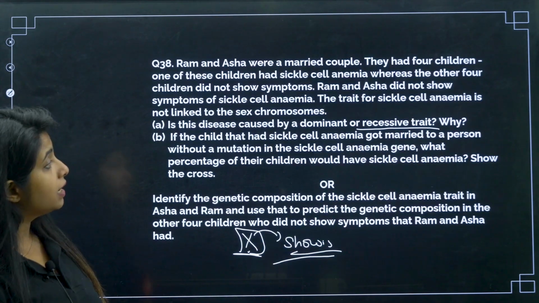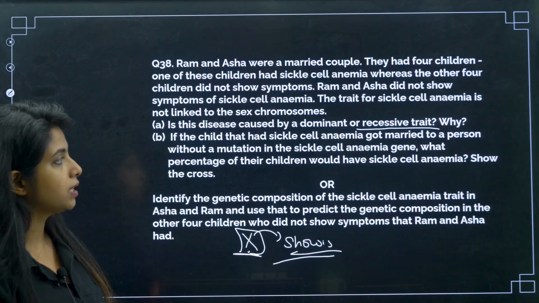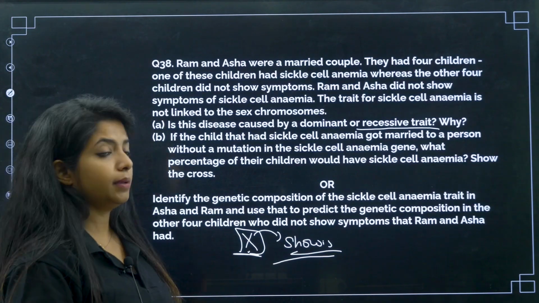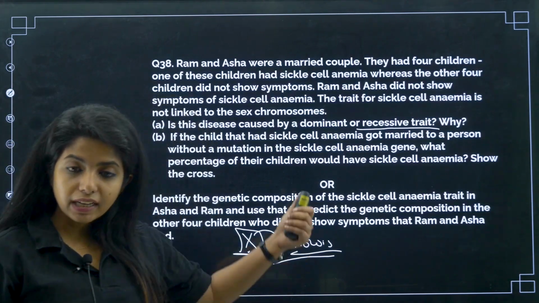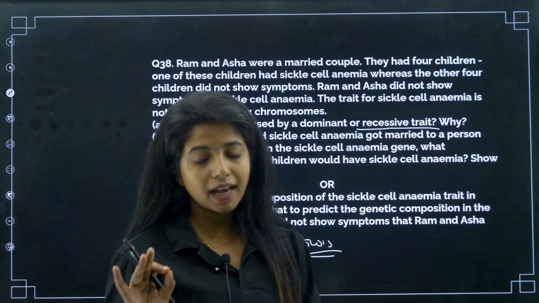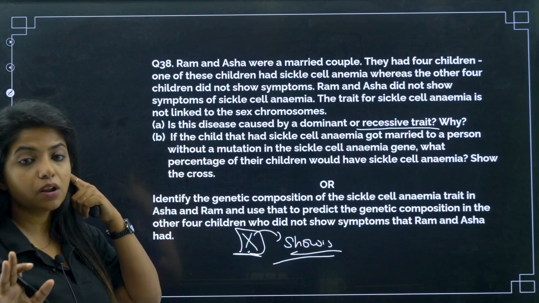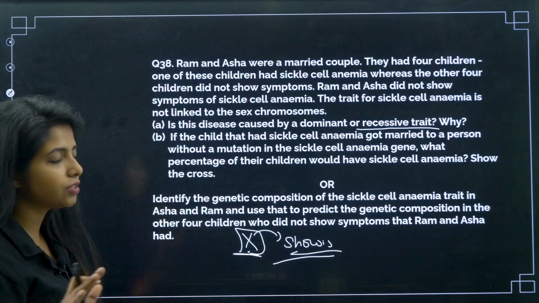Now, if the child that had sickle cell anemia got married to a person without a mutation in the sickle cell anemia gene, what percentage of their children would have sickle cell anemia? Now, listen to me carefully. For understanding the child's thing, you have to understand Ram and Asha. Both of them, as I said, the question is saying they are not having any symptom. That means they are not affected. They can be carriers.